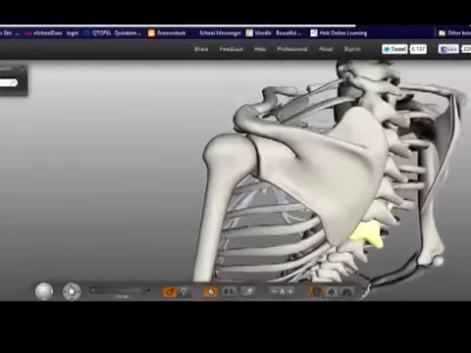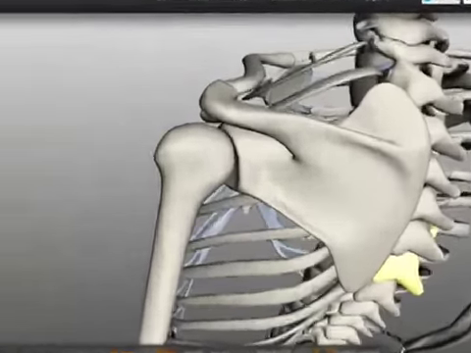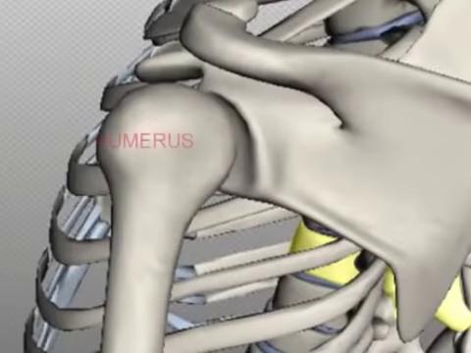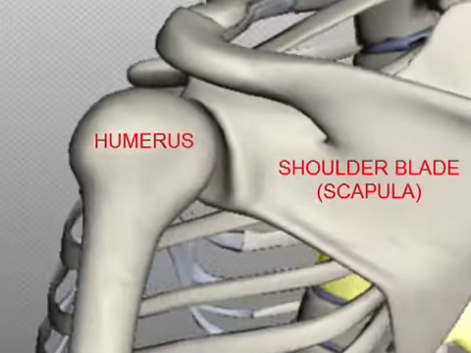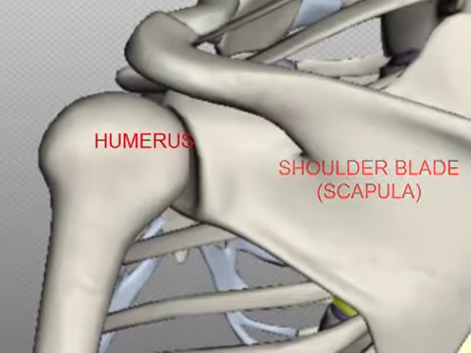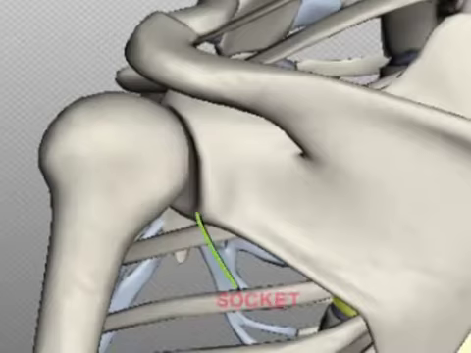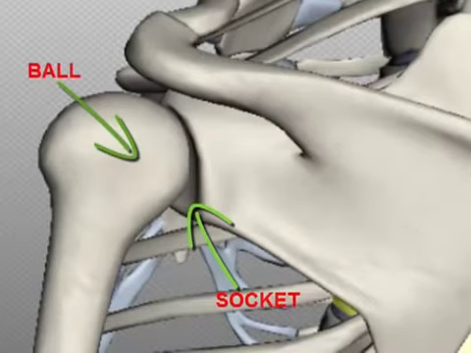and we scroll up to his shoulder, we take a look and see here's the humerus bone, which is the top part of our arm, and the rounded end of the humerus bone connects into our shoulder blade, which is called the scapula. And if you take a closer look, you'll notice that there's a cup-like indentation in the scapula, and that's where the rounded end of the humerus fits into.